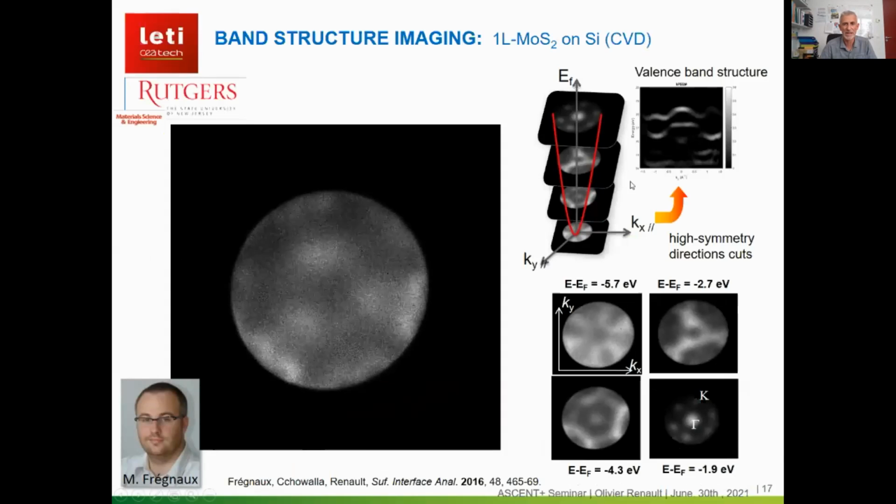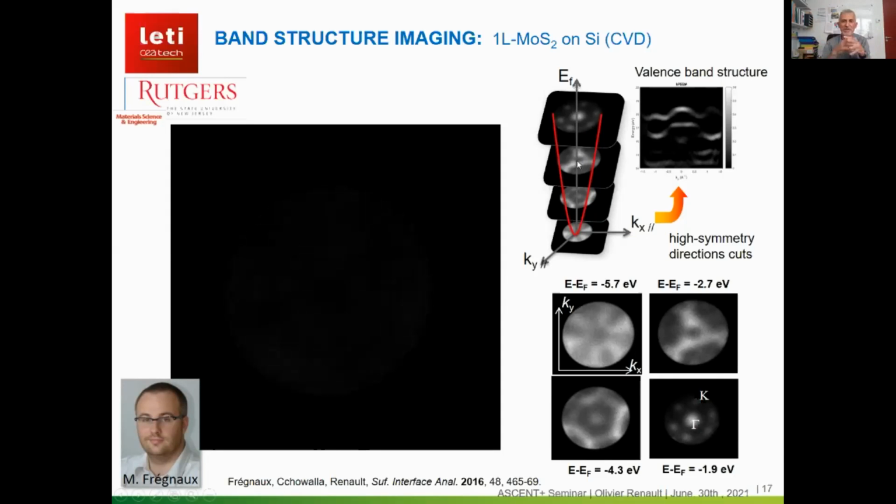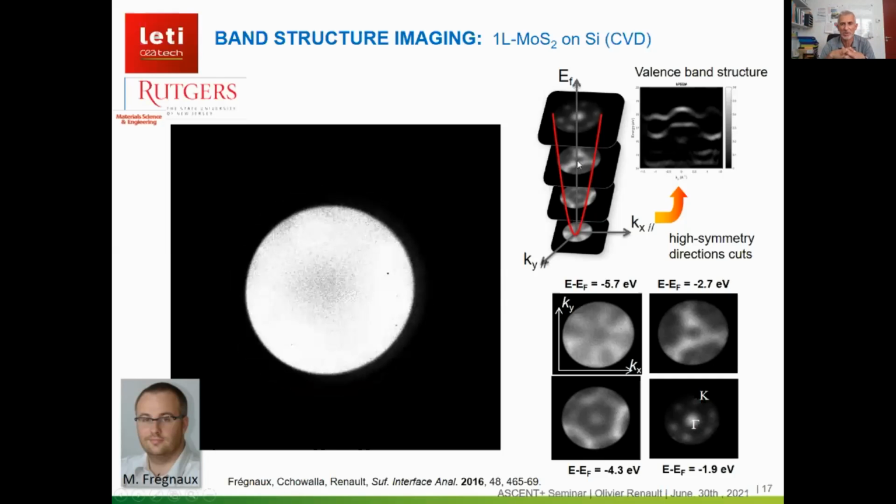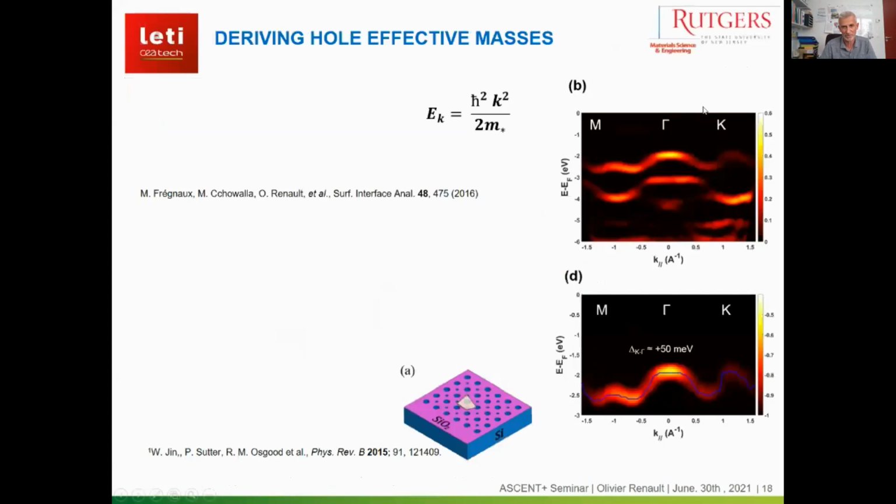Okay, now you see the screen. And out of this stack of momentum images at each energy across the valence band, you can make a cut along symmetry directions in order to get the desired band structure. For a monolayer molybdenum disulfide, the valence band maximum is located at K, as opposed to the bulk, where the maximum is located at gamma. And this is what you can see here on this band structure. The energy separation is small but significant, with the valence band maximum being located at K. And this is a fingerprint of monolayer molybdenum disulfide.